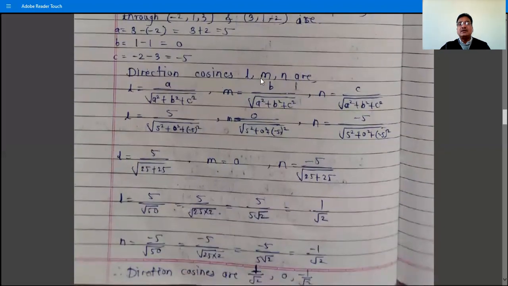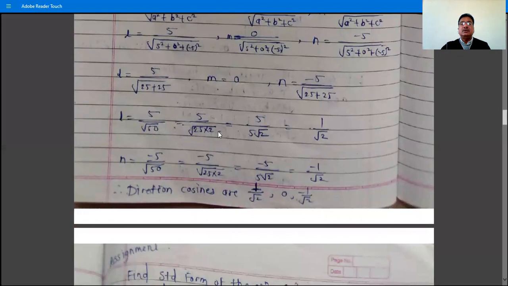Then what are the direction cosines of the line? Suppose l, m, n are the direction cosines, then l is a by root a square plus b square plus c square, and m is b by root a square plus b square plus c square, and n is c by root a square plus b square plus c square. That is, l is 5 divided by root 5 square plus 0 square plus minus 5 square, and similarly m and n. Then l is 5 by root 25 plus 25, which means root 50.